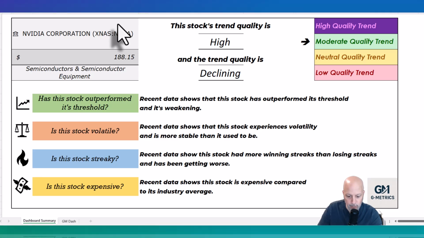Hi everyone, and welcome to Geometric Advanced Stock Analytics. Today we are looking at NVIDIA.